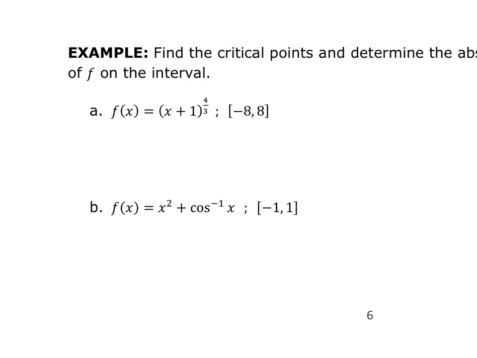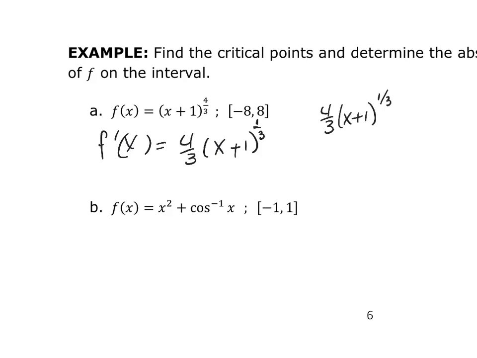So the first thing I'm going to do is do the derivative. So f prime of x is 4/3 x plus 1 raised to the positive 1/3. Now I'm going to set this equal to 0. And so I have 4/3 x plus 1 raised to the 1/3 is equal to 0.